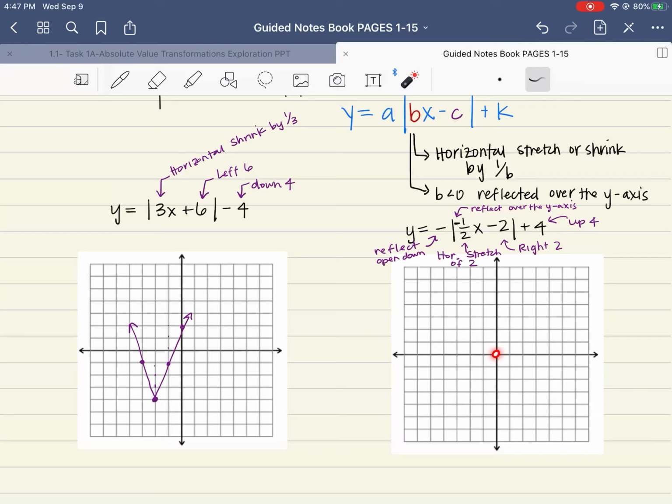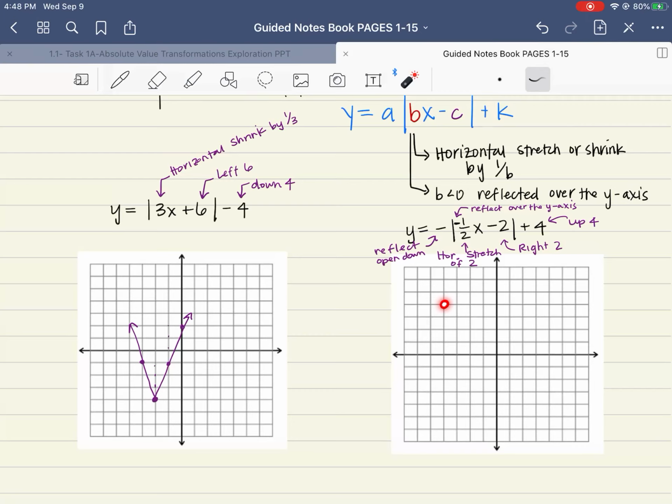So here I start at the origin, I'm going to go up 4. So we're going to go 1, 2, 3, 4. So we're there. We're going to go right 2. Okay, so I'm sitting right here. Then I'm going to stretch it by 2. In other words, I'm going to double the distance. So I'm at 2. If I double that, that means I go out to 4. Now I would be sitting here at 4. However, I'm reflecting over the y-axis. So instead of being at positive 4, I'm going to jump over here to negative 4.